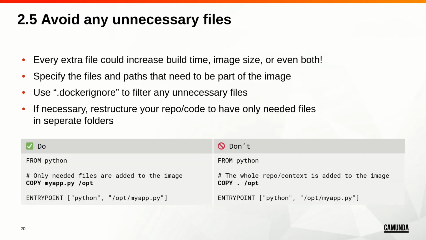Avoid any unnecessary files. Just as mentioned before, minimal image size is important, as well as short build time. Any extra file could increase either of those. So always try to specify the files and paths that are needed to make the application work. Also, you can use a .dockerignore file to filter any unwanted patterns. It works more or less the same as .gitignore.